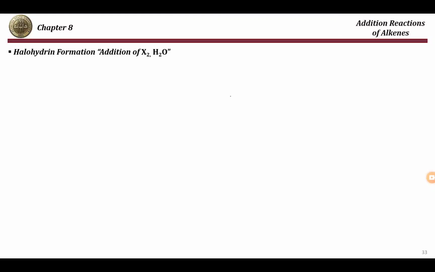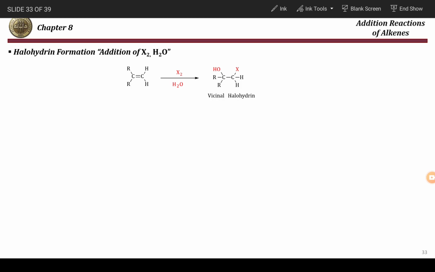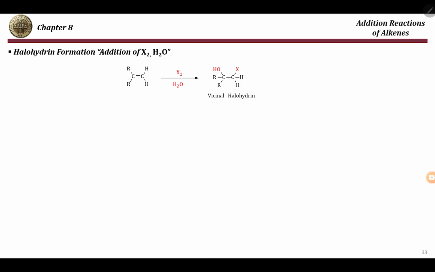Hi, in this video I will talk about the halohydrin formation reaction, which is a combination of two reactions, the halogenation reaction and the hydration reaction. In this reaction, we add to the alkene a halogen, which is X2, and also we add H2O. We can also add any other alcohol or a nucleophile, such as ROH, for example.